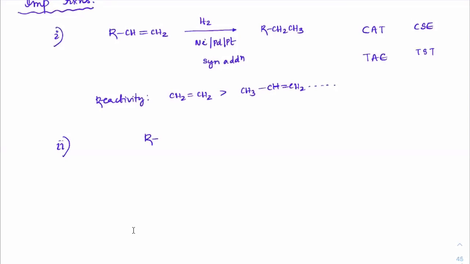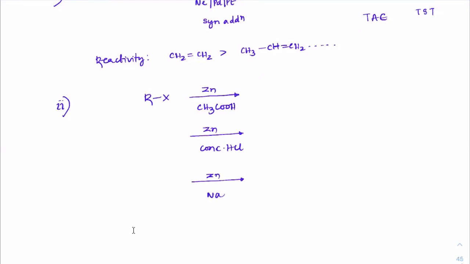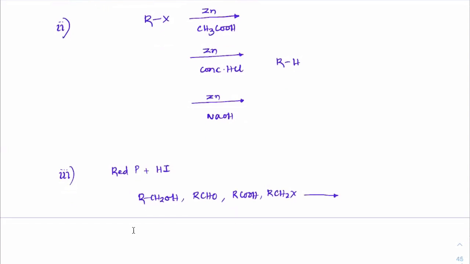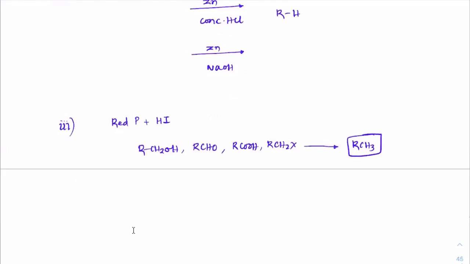Second, if you take any alkyl halide reaction with zinc and CH3COOH, or zinc and concentrated HCl, or zinc and NaOH, in all of these cases we will get RH. Alkane is the product. Third, red phosphorus and HI, a very important reagent. It can convert any form, RCH2OH, RCHO, RCOOH, or RCH2X halides, into alkane, RCH3. Important: red phosphorus and HI.